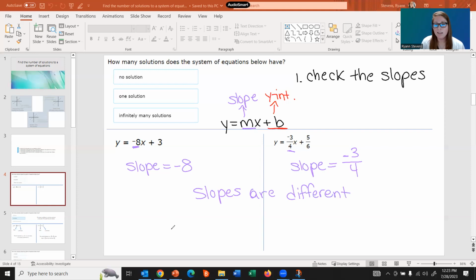And that is going to tell us that because the slopes are different, these lines will intersect if we graph them.